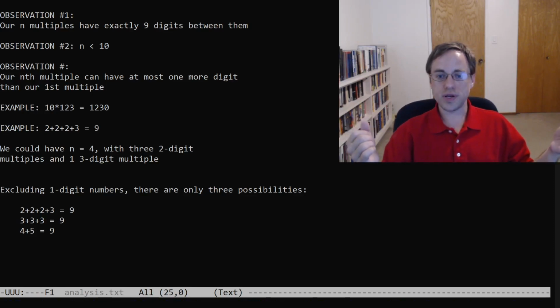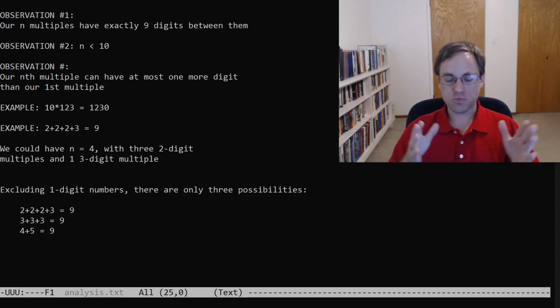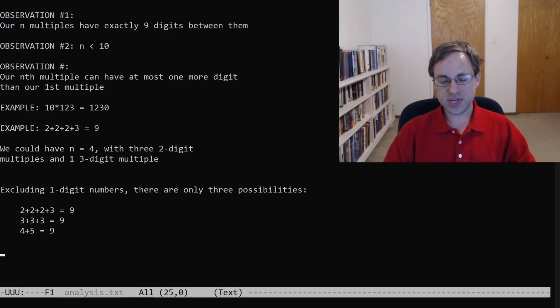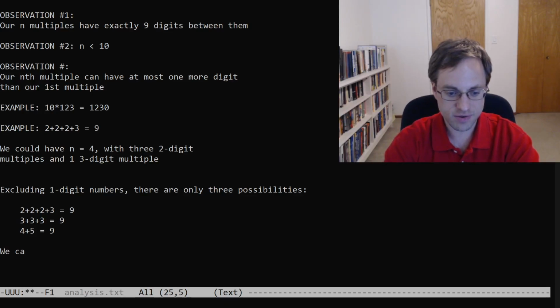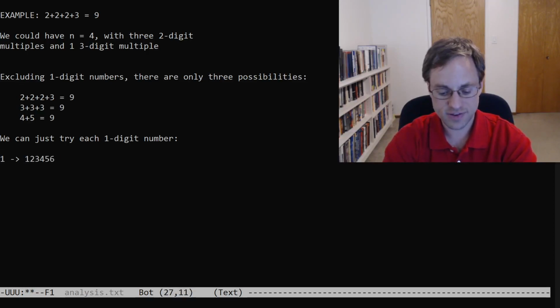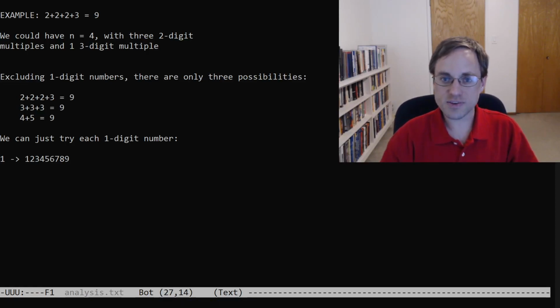Now, what about those 1-digit numbers that I set aside just a moment ago? Well, rather than go through all the possible ways we can add up to 9 using 1 and 2, we can just try each 1-digit number. And so we'll do that now. So let's see. 1 gives us actually an answer. 1, 2, 3, 4, 5, 6, 7, 8, 9 is a pandigital number. It's the smallest pandigital number. It's not our answer, but we got to start somewhere.